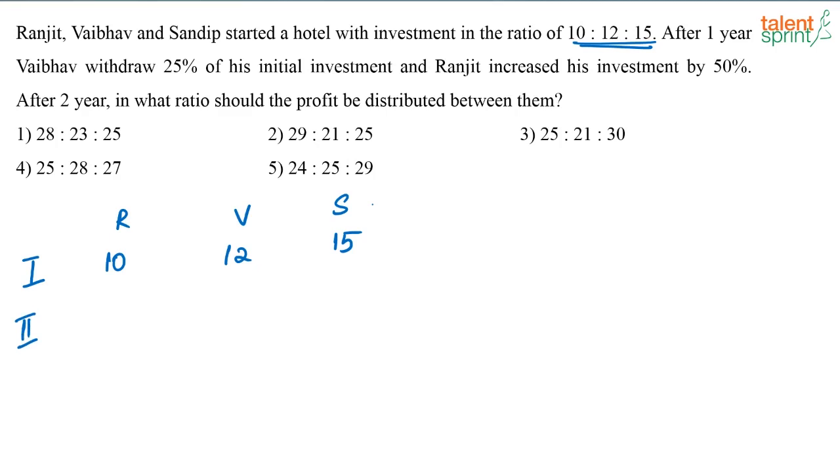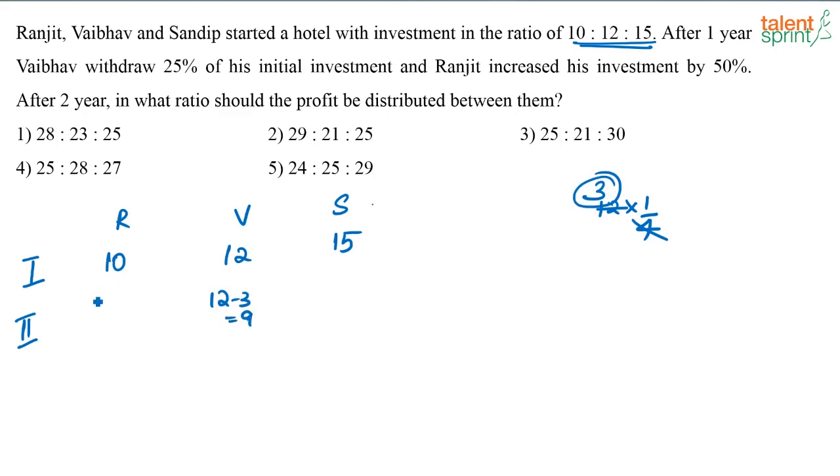Okay. Now if you look at the second year, what happens? After 1 year, Vaibhav withdrew 25% of his initial investment. So how much is Vaibhav investing in the second year? Vaibhav is withdrawing 1/4 of his initial investment. What is 1/4 of his initial investment? 3 rupees, right? So if Vaibhav invested 12 rupees earlier, now he has removed 3 rupees. So he is investing only 9 rupees for the second year.